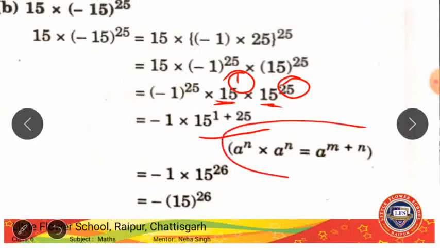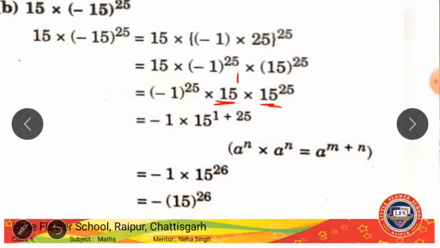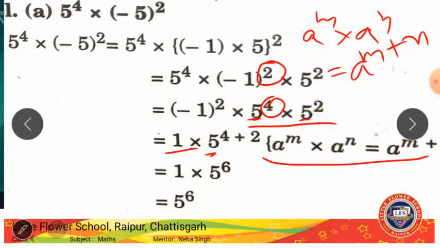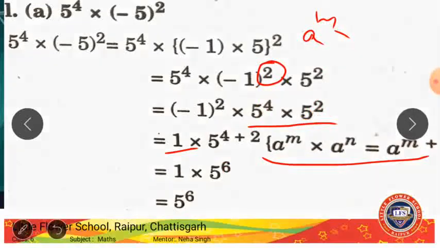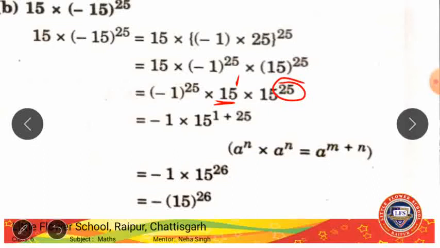This property you need to write in every question, right? Here what is m? M is 1 here and n is 25. In the previous question, what was the value of m? M was 4 and n was 2, right? M and n are the exponents, the powers. Since here 25 is odd, 5 is having an odd power, 1 minus 1 is having an odd power, so the answer will be negative here.